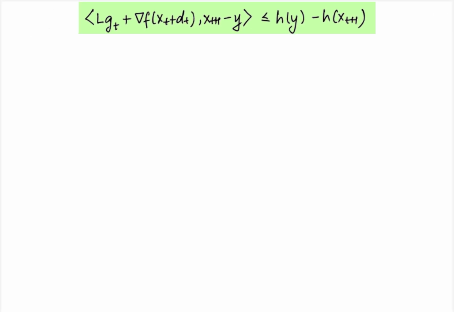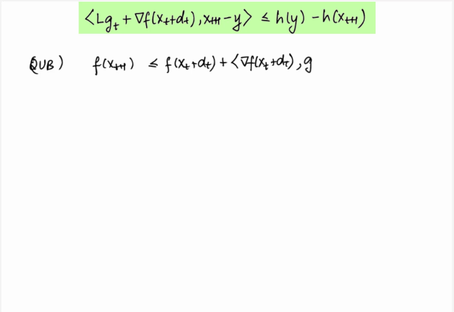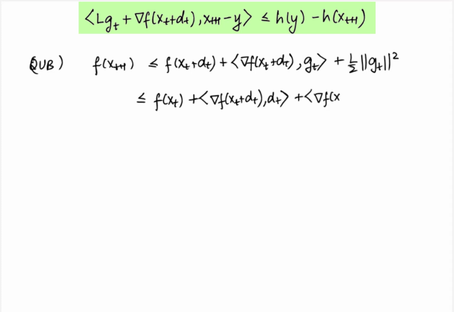We begin with using the quadratic upper bound and convexity, which yields that f of xt plus 1 is less than or equal to f of xt plus dt plus the inner product of gradient f of xt plus dt, comma gt, plus L by 2 norm square of gt. For the first inequality, we use the convexity condition at xt to get that the right hand side is less than or equal to f of xt plus the inner product of gradient f of xt plus dt, comma dt, plus the inner product of gradient f of xt plus dt, comma gt, plus L by 2 norm square of gt.